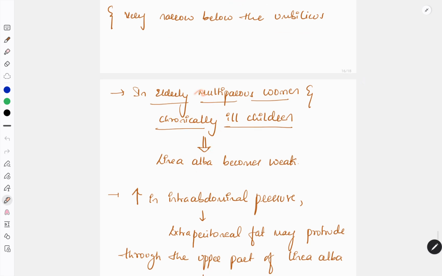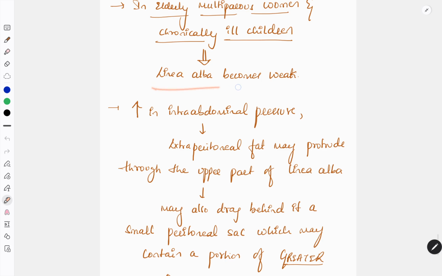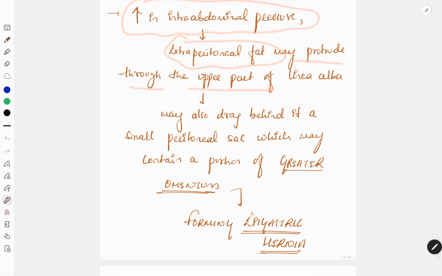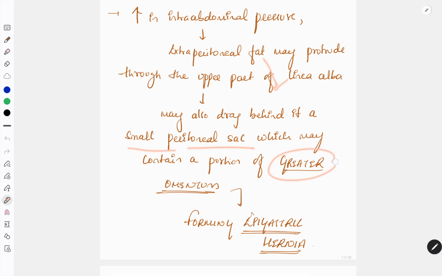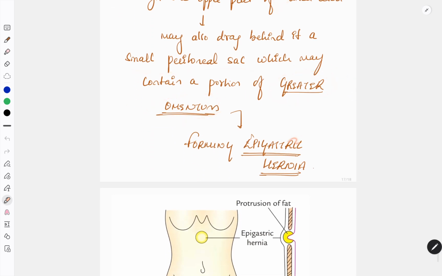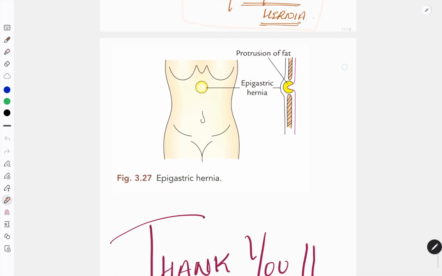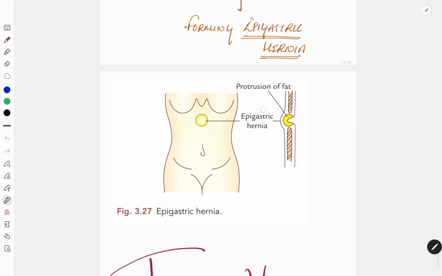And in elderly multiparous women and chronically ill children, it becomes weak, because of which if there is increase in intra-abdominal pressure, extraperitoneal fat may protrude through the upper part. Along with it, it may also drag a small peritoneal sac, which may be a part of your greater omentum, which will lead to formation of epigastric hernia. As you can see in this picture, epigastric hernia is formed because of protrusion of fat.